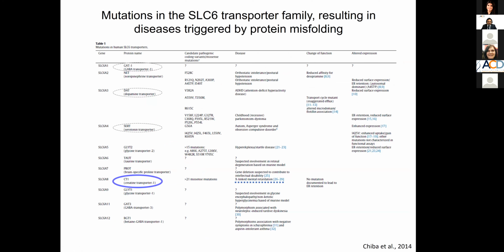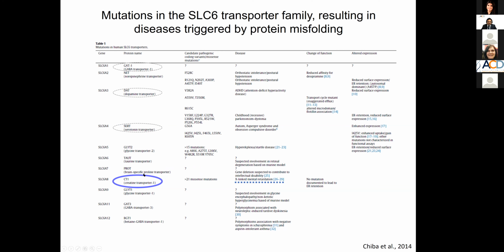So the creatine transporter is a transporter which belongs to the solute carrier 6 family of genes. And in our lab, we also study some other transporters such as the GABA transporter, the dopamine transporter, and the serotonin transporter. And typically a point mutation or missense mutations in these could lead to or is implicated in different types of diseases.